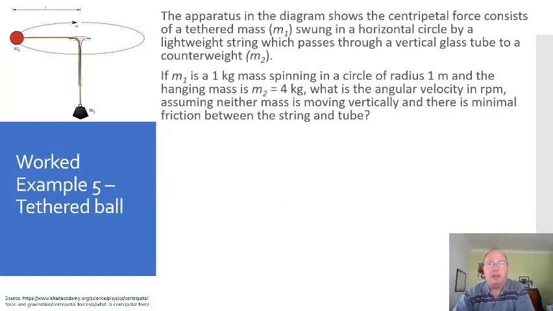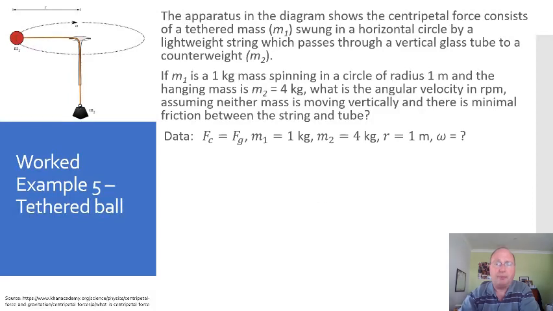Now, if M1 is a mass of 1 kilogram spinning in a circle of radius 1 meter, and the hanging mass is 4 kilograms, the question is, what's the angular velocity in revolutions per minute? Assuming neither mass is moving vertically and there is minimal friction between the string and the tube. So in this tethered mass question, we're told that we've got two forces that are balancing. The weight of mass 2 balances with the centripetal force as M1 goes around in a circle.